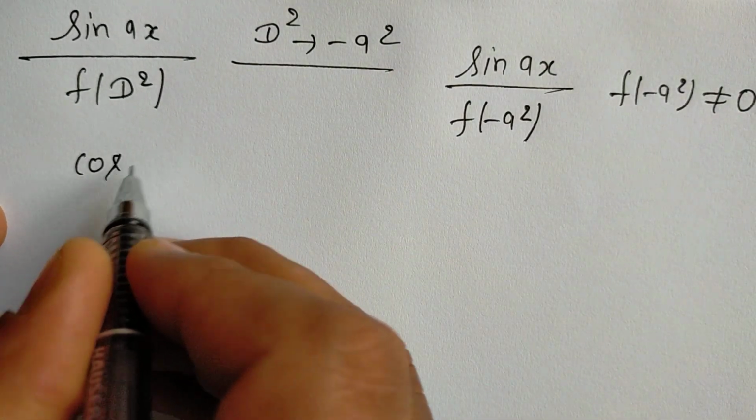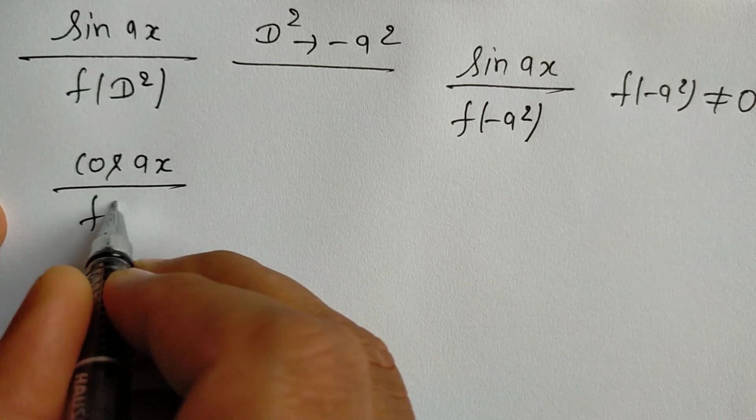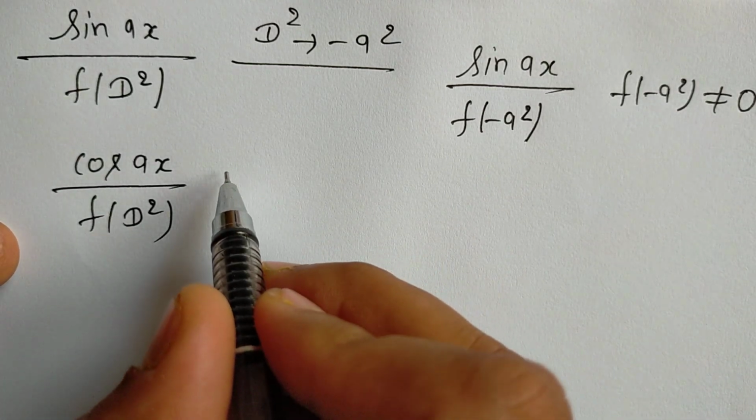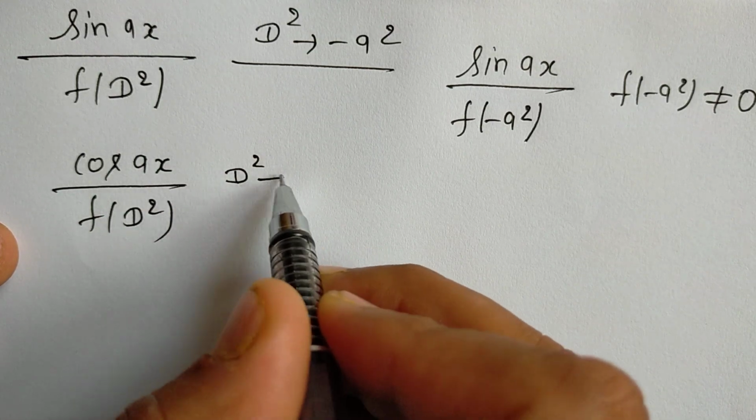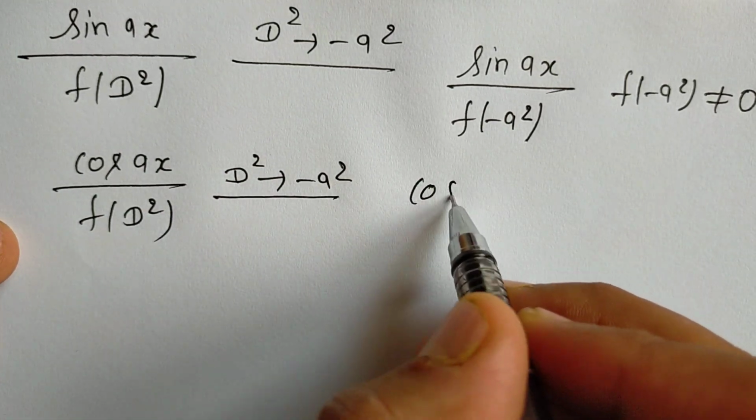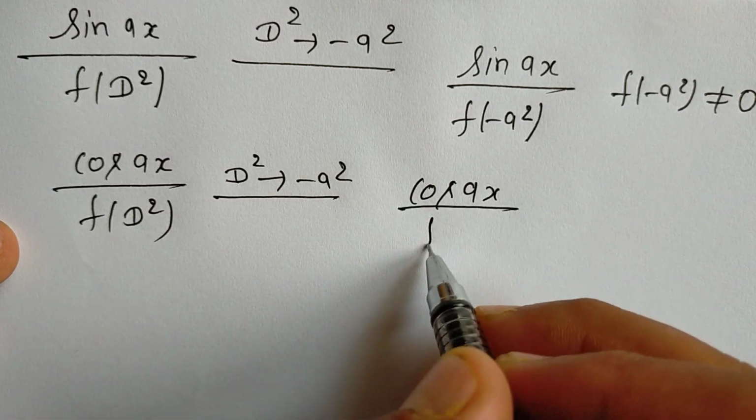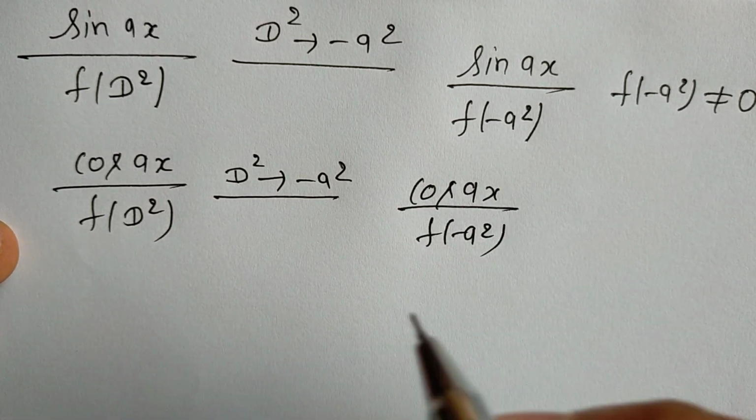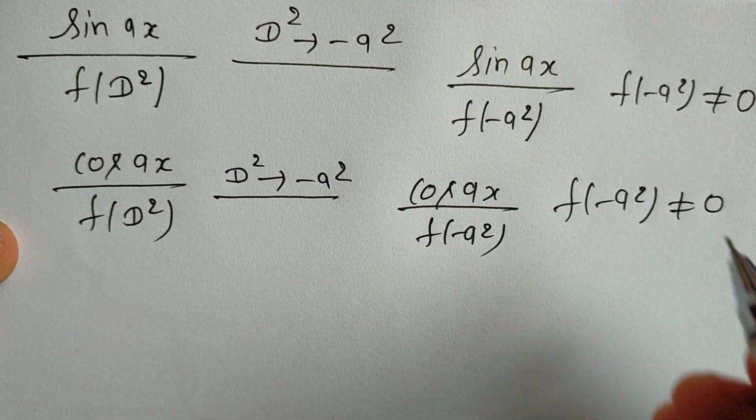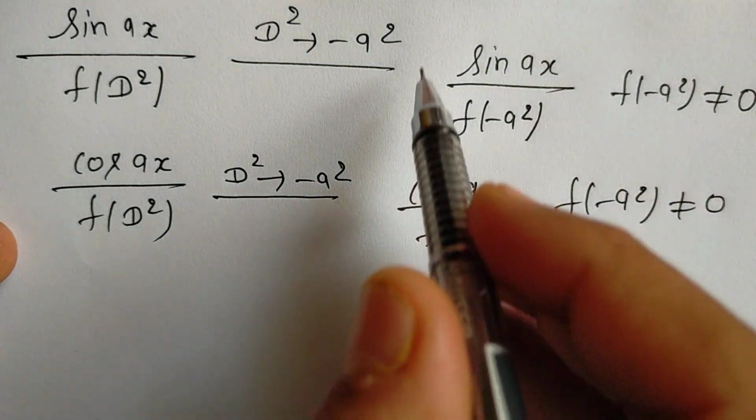Similarly, for cos ax by f of D square, the particular integral we get by replacing D square by minus a square. So this will be cos ax by f of minus a square, provided f of minus a square is not equal to 0. So these are the particular integrals.